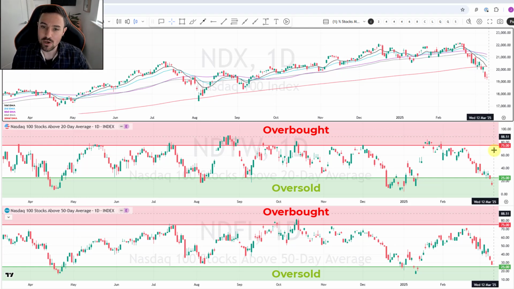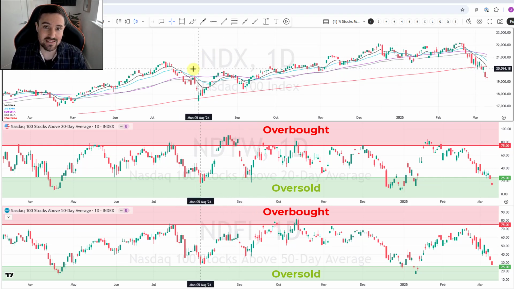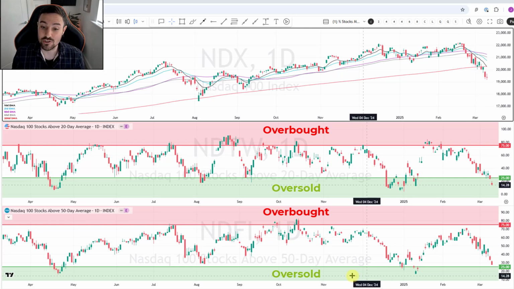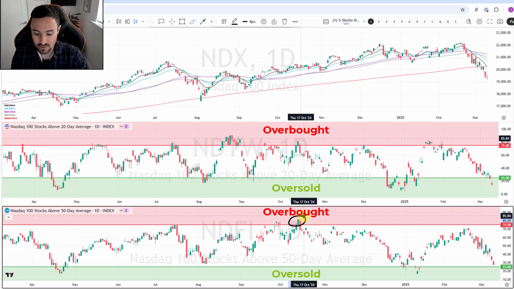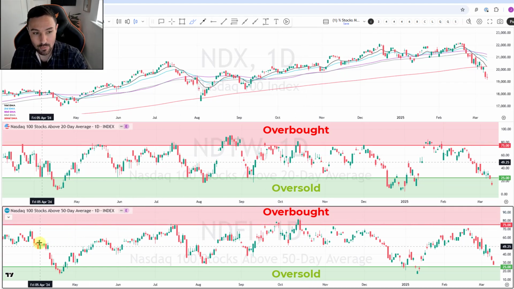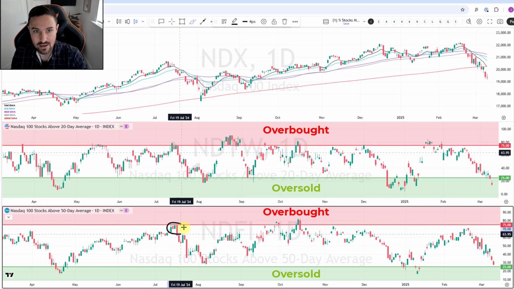So what does it mean? Well, what it means here is overbought territory is when you have greater than 75% of stocks in the NASDAQ 100 above their 20-day moving average, and it will be the same here for the NASDAQ 100 percentage of stocks above their 50-day moving average. If over 75% of those, so 75 out of the 100 stocks, are above their 50-day moving average, then we'd be getting these overbought readings. Okay, so we want to be aware about that when we start getting to overbought territory.